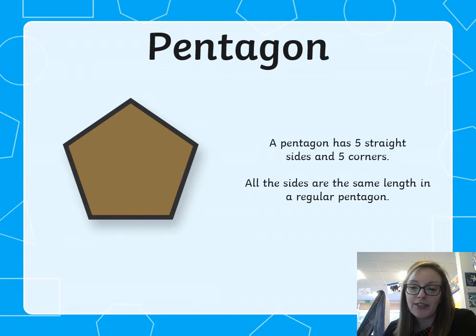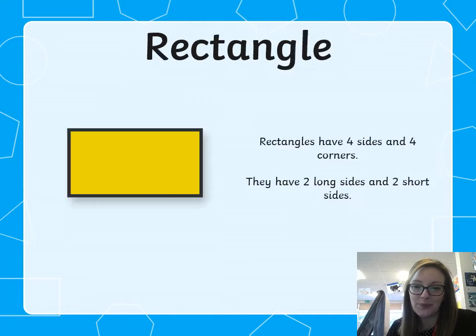So here we have something called a pentagon. A pentagon has 5 straight sides. So let's count them. 1, 2, 3, 4, 5. 5 sides. And it also has 5 corners. Those pointy bits are its corners, and a pentagon has 5 corners. Okay, let's look at the next one.